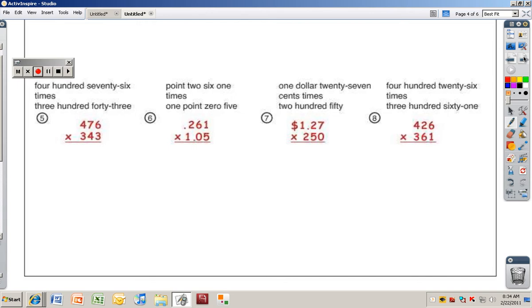6 times 3 is 18. There we go. Carry the 1. 7 times 3 is 21, plus 1 is 22. Carry the 2. 4 times 3 is equal to 12, plus 2 is 14.